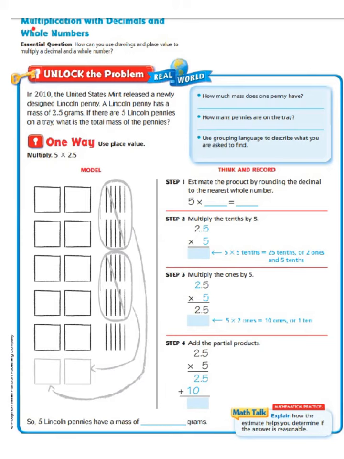Today we're going to be looking at multiplication with decimals and whole numbers. Our essential question is, how can you use drawings and place value to multiply a decimal and a whole number? So to begin with, let's take a look at our word problem.